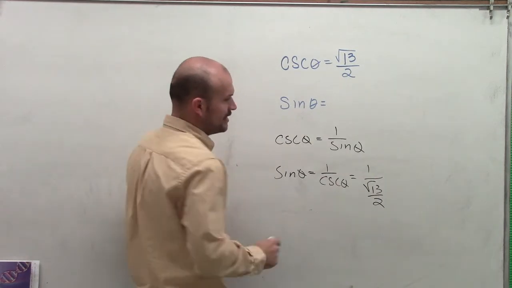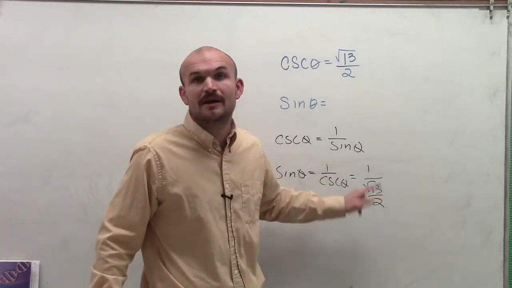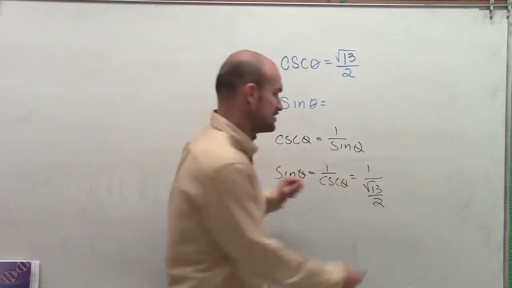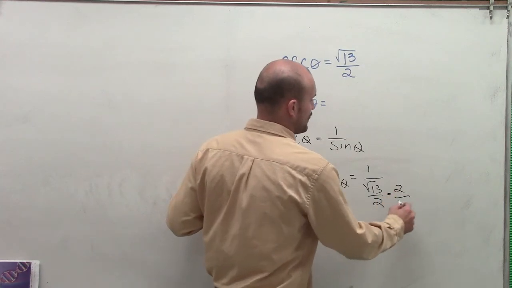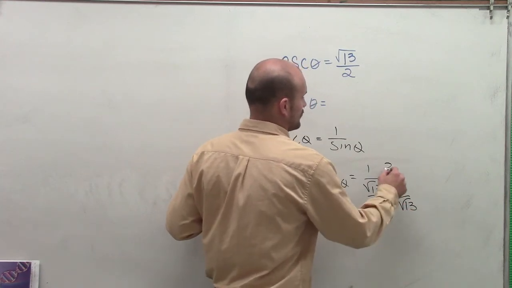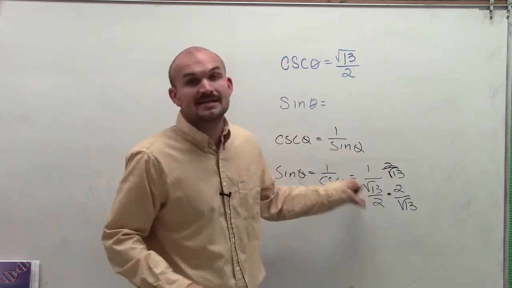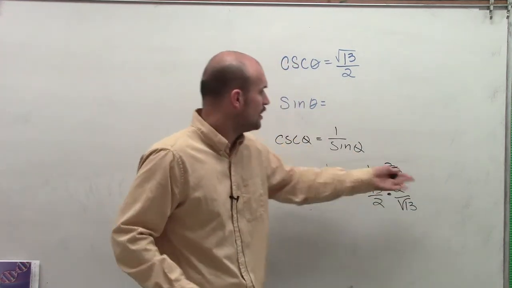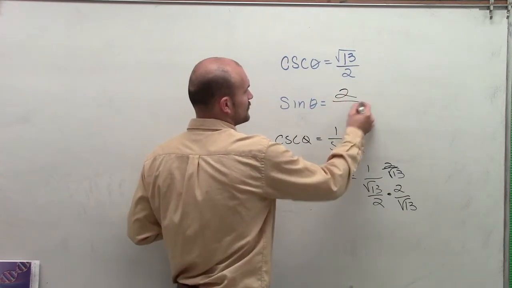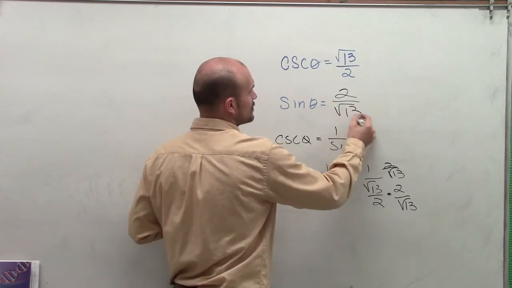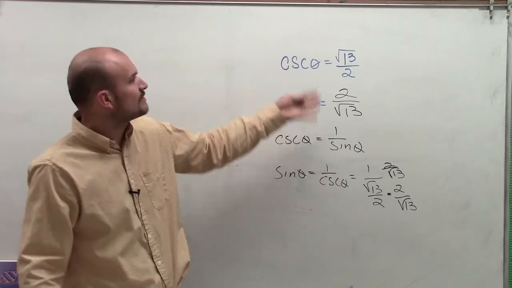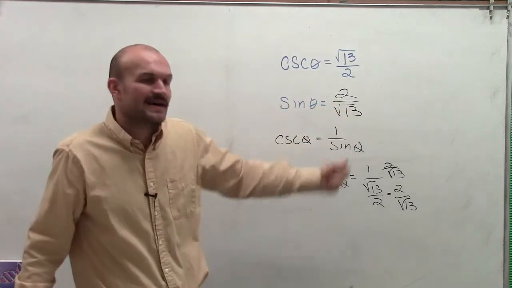Now, to solve from here, what I have to do is get the square root of 13 divided by 2 off the denominator of my fraction. So I would do that by multiplying by the reciprocal, now, on the top and the bottom. And what we know is any number multiplied by its reciprocal is going to equal 1. So therefore, we're really just left with 2 over the square root of 13. So very simply, when you're looking at the reciprocal, you can just reciprocate and find its value.